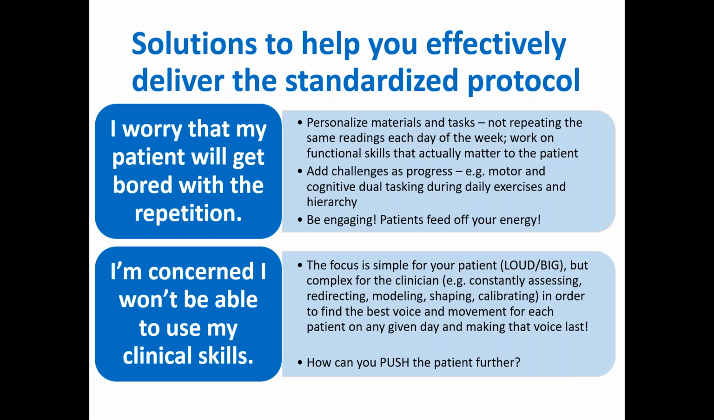What I do like to do when a patient does have an interest, so maybe it's golf, for example, I'll find readings related to golf for the 4 weeks of treatment, and I'll keep those in a binder. And if I have another patient who likes golf, I'll pull out some of those and see which ones could apply to them. And then you're working on functional skills that actually matter to the patient. So again, with both LOUD and BIG, making sure that we're going through and seeing what the patient needs to work on, what they want to be accomplishing, and you're working on those skills. And as I mentioned, you can add challenges as they progress.